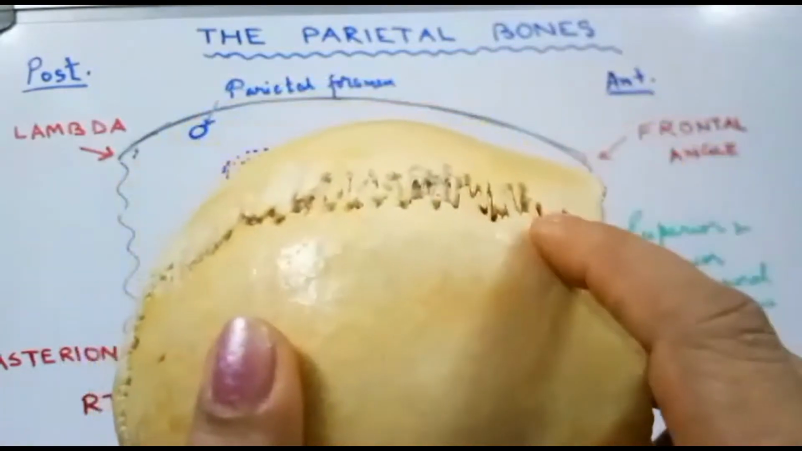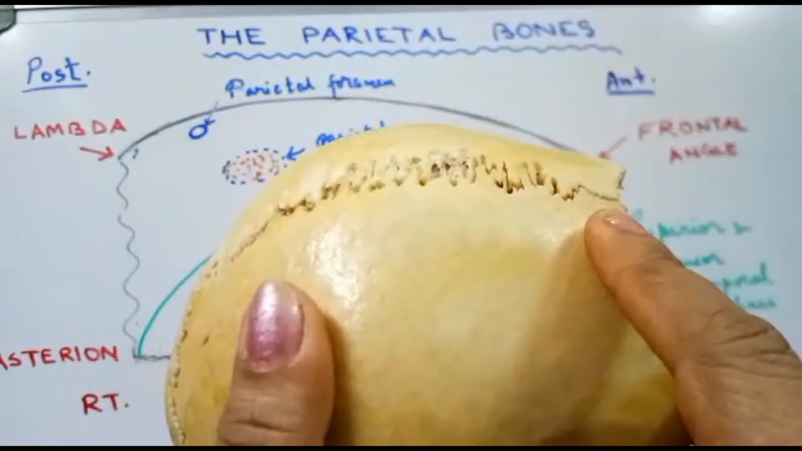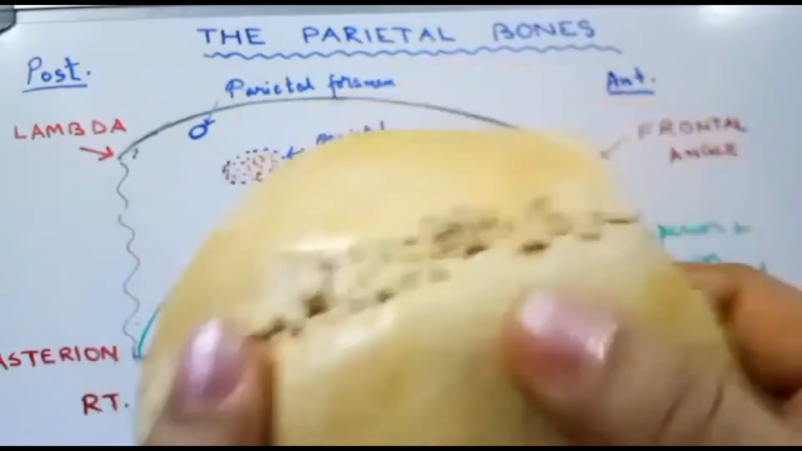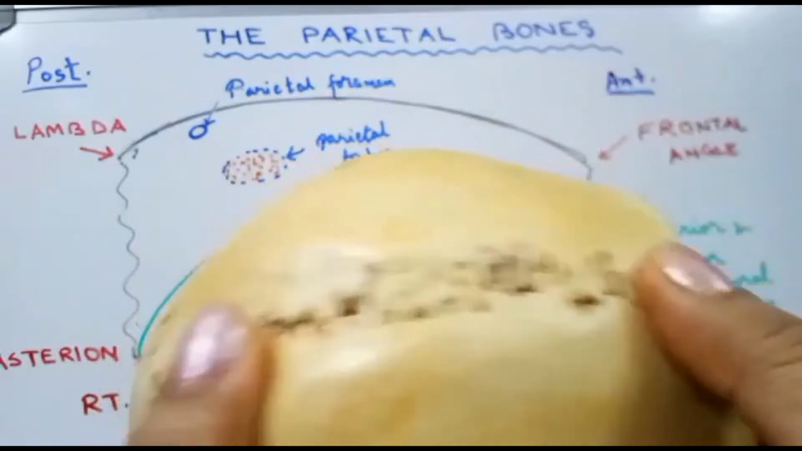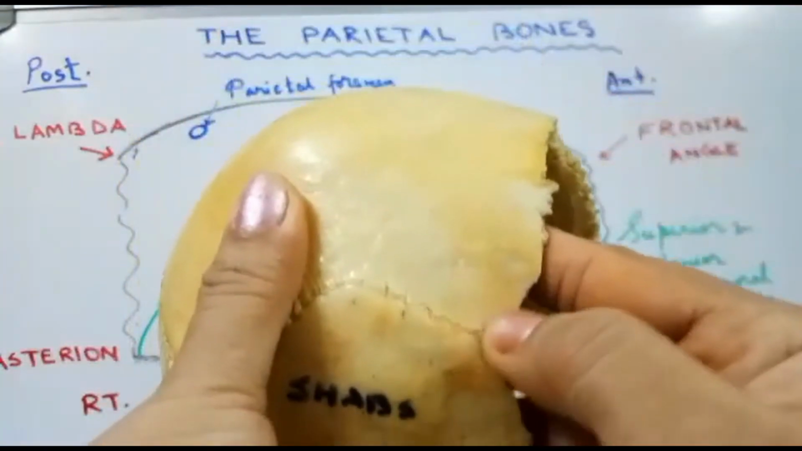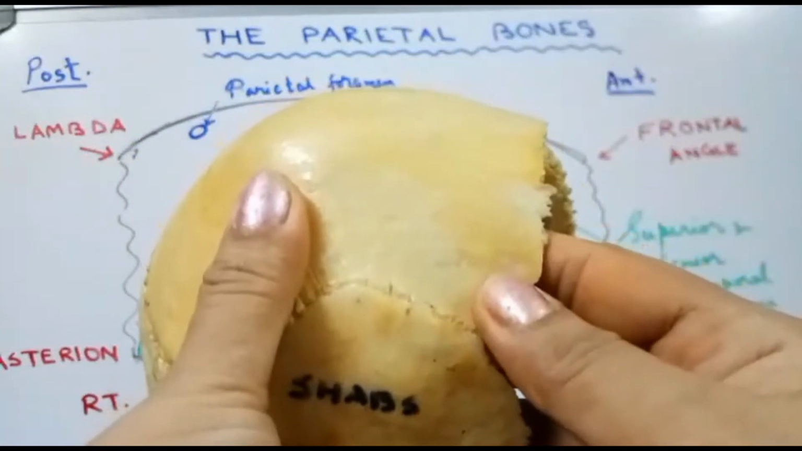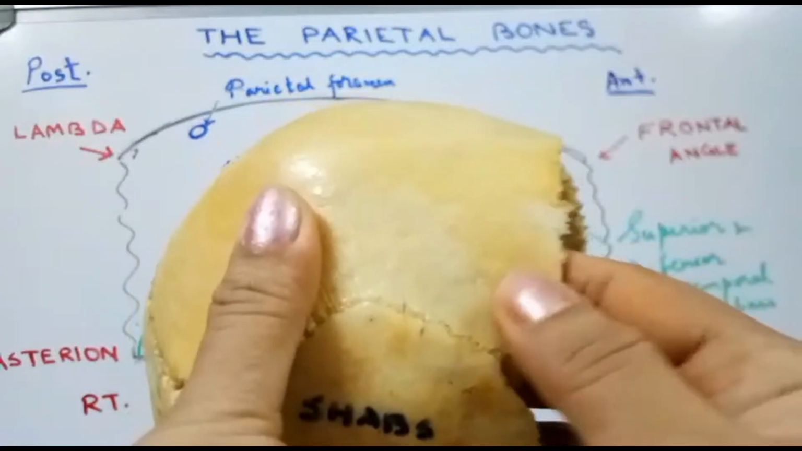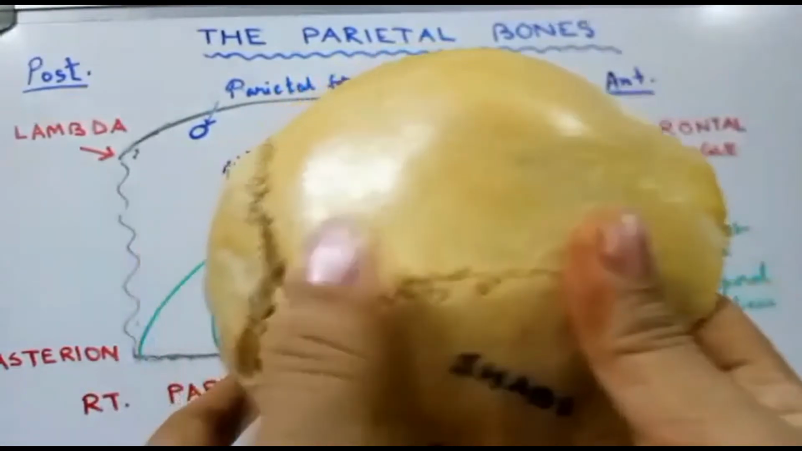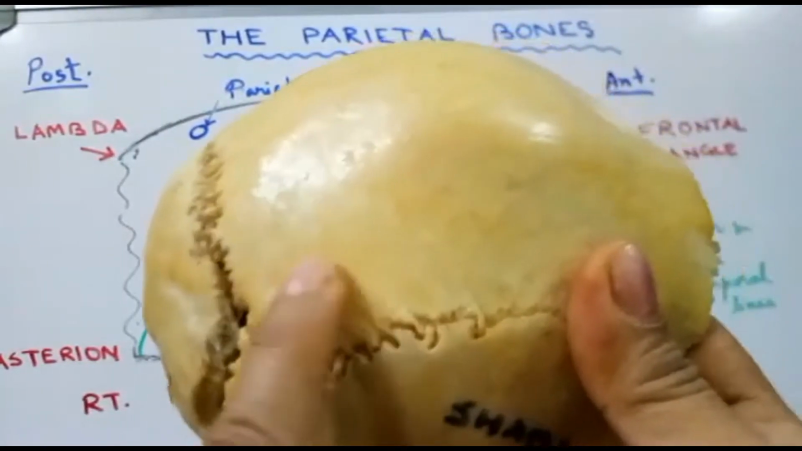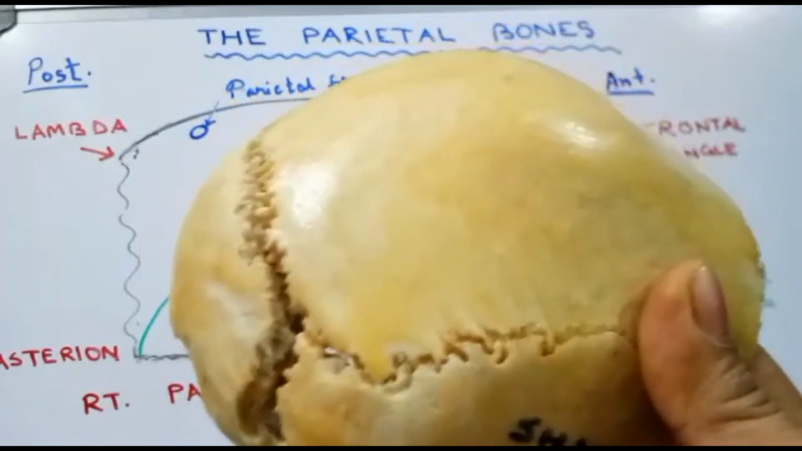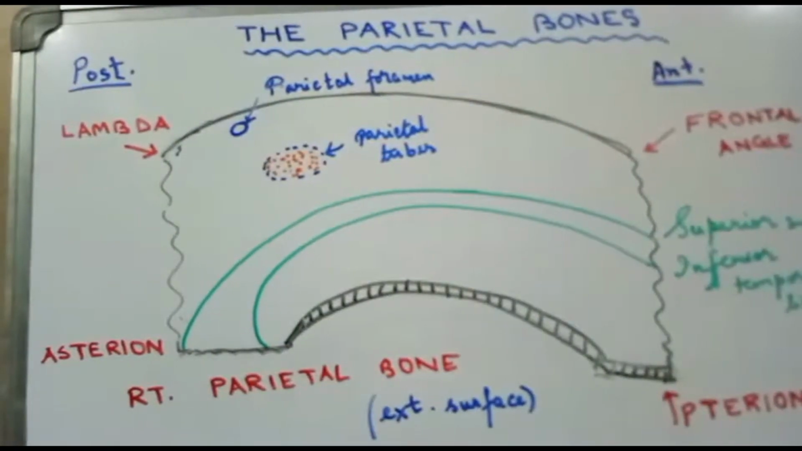So we have four angles. We have the antero-superior angle or the frontal angle, and the posterior-superior angle or the occipital angle. The antero-superior angle is the region of the bregma. The posterior-superior angle is the region of the lambda. The antero-inferior angle is also known as the sphenoidal angle, the region known as the pterion. And the posterior-inferior angle, also known as the mastoid angle, is known as the asterion, as you can see from the diagram.